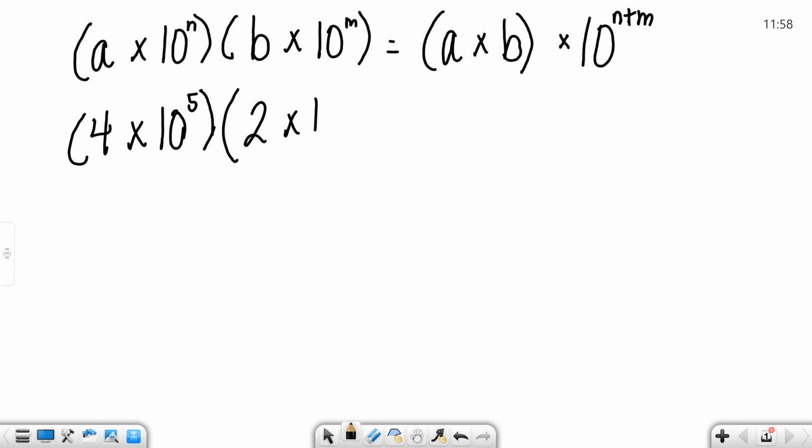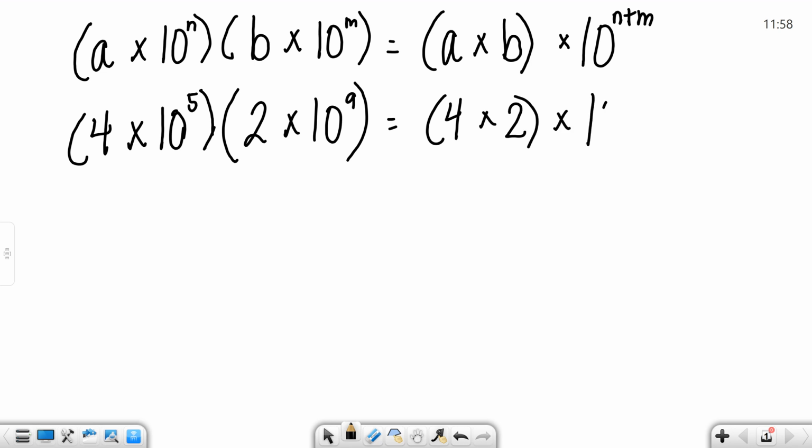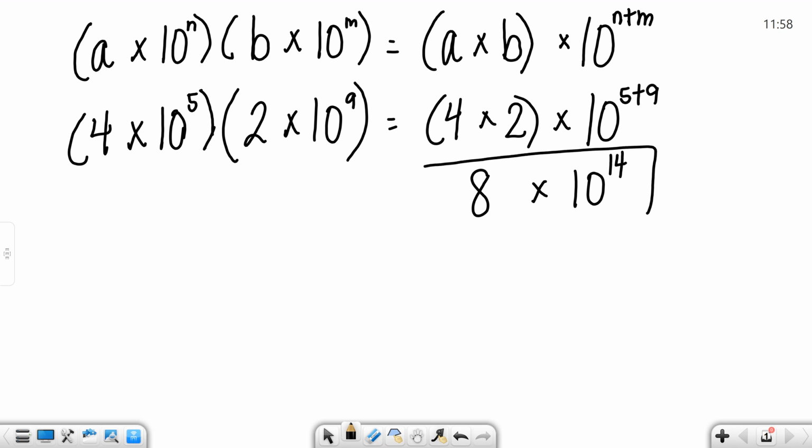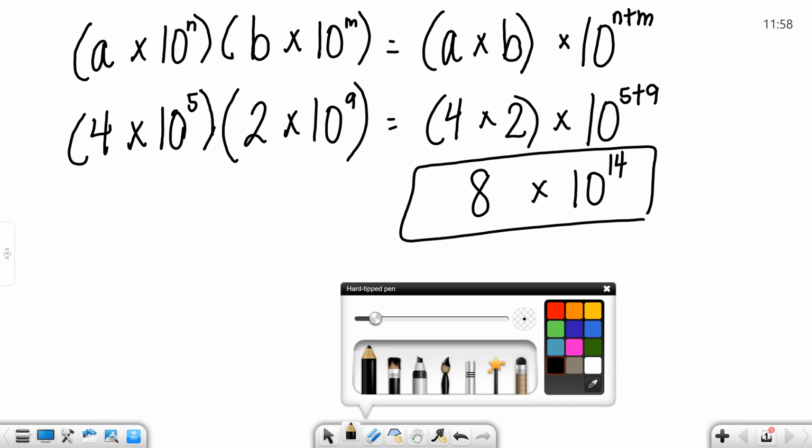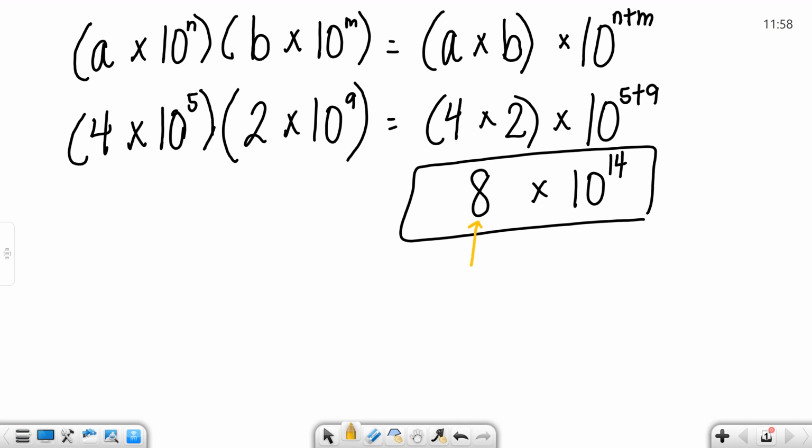Times 2 times 10 to the 9th. All right, so this would be an example of this problem. So we're going to multiply 4 times 2 times 10 to the 5 plus 9, which gives me 8 times 10 to the 14. Now, this is my answer. I do need to just double check and make sure that this number here is between 1 and 10. And mine is, so it is okay to leave my answer this way.